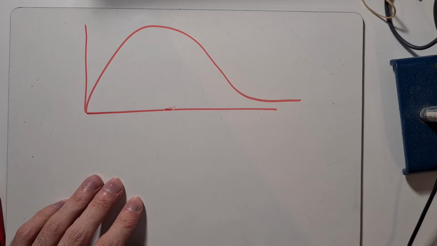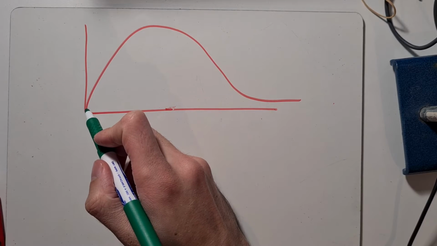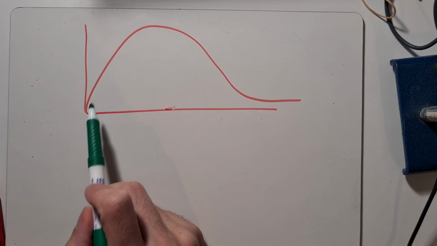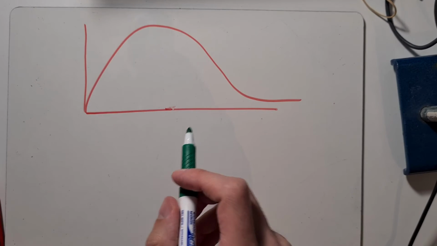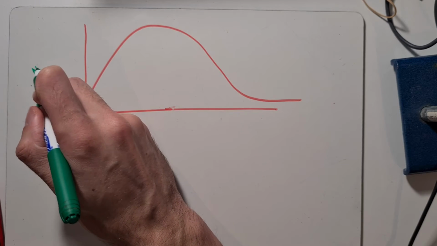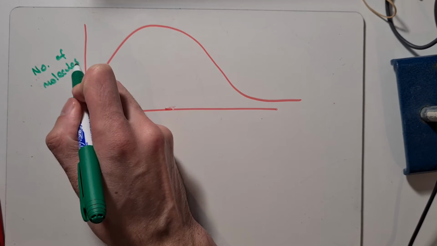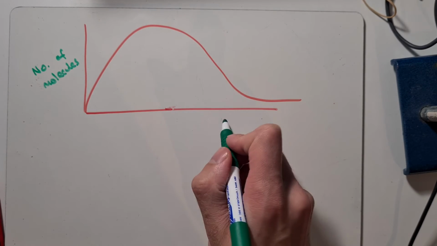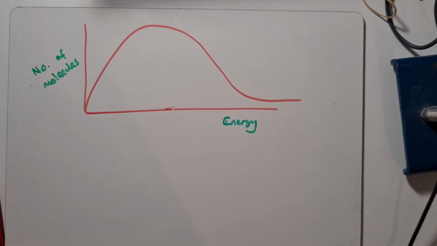The first thing is the Boltzmann distribution itself, and you needed a curve that started at the origin, and the curve then doesn't touch the x-axis again at high energy. You needed the axis labels. So the y-axis was number of molecules, or you could have had number of particles there, and the x-axis is the energy. That was one of the scientific points that you needed.